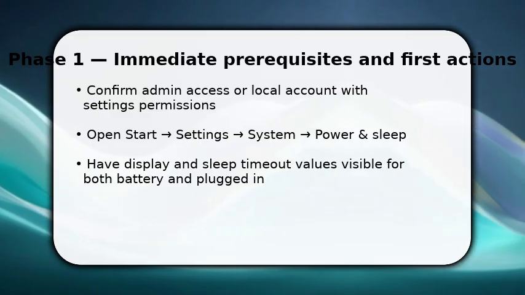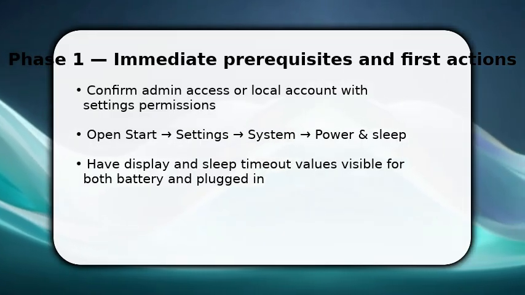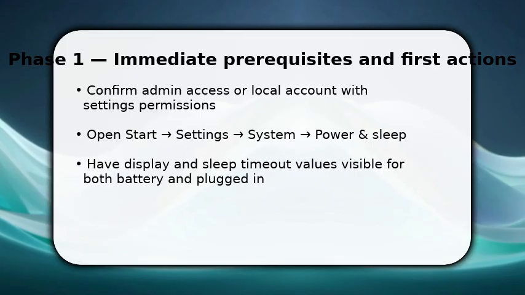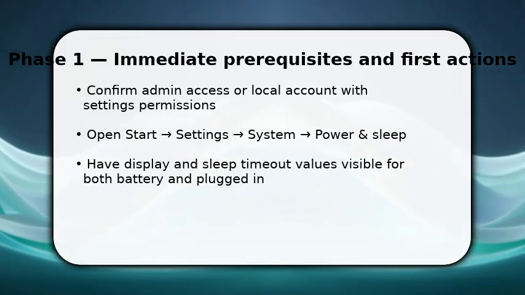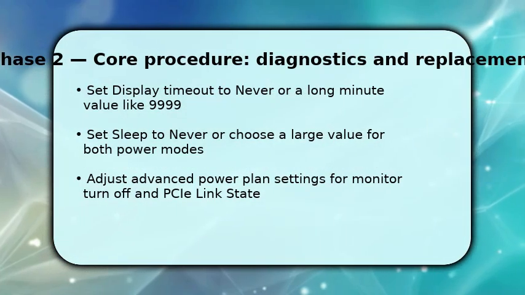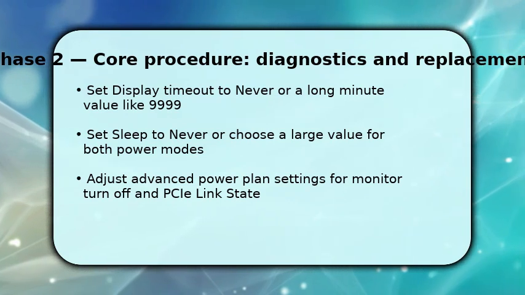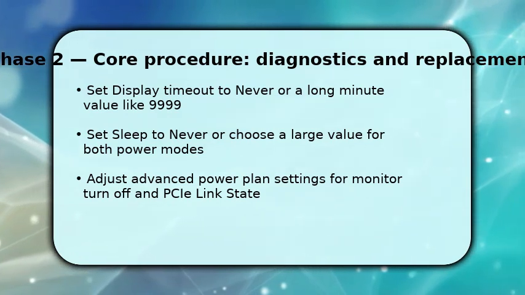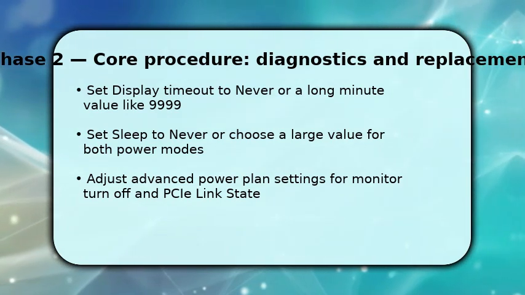Making sure you can edit both values avoids surprises, and it sets the stage for immediate, effective adjustments to keep the monitor active. Now you modify the values. Set display timeout to never, or input a very large number if never is unavailable. Do the same for sleep.